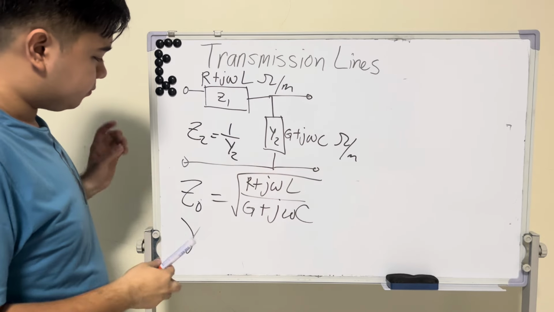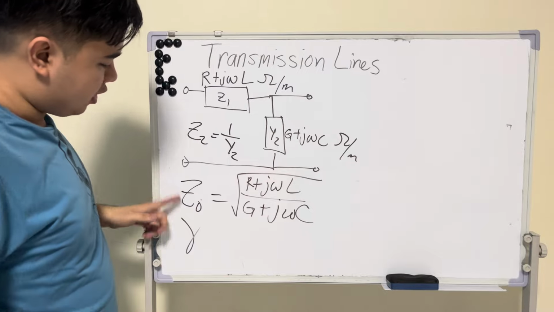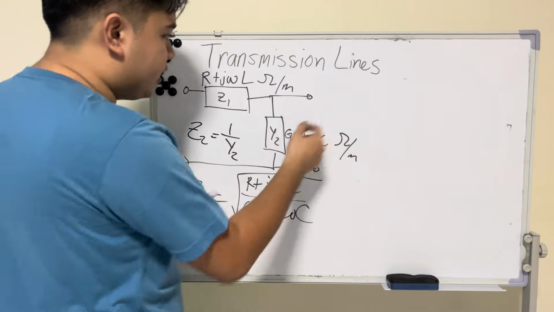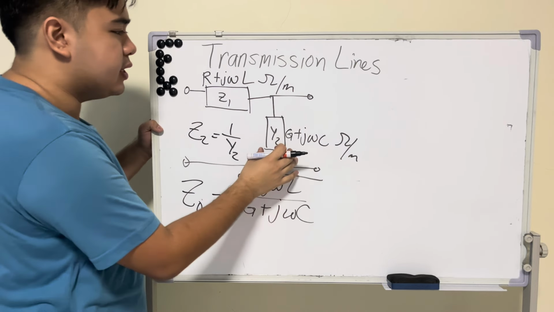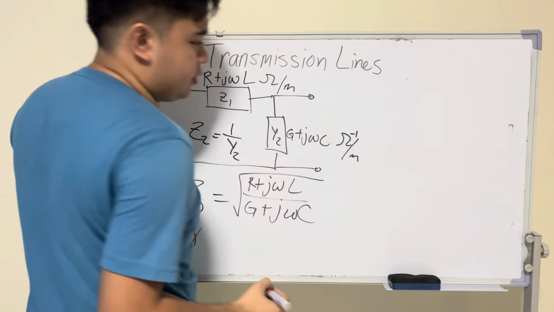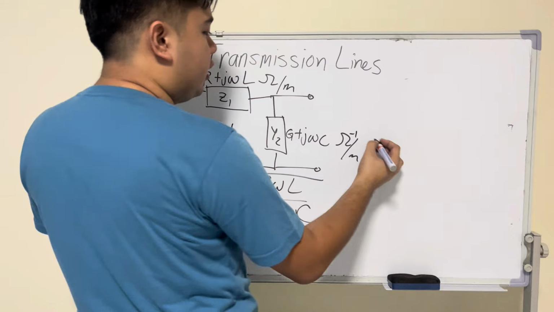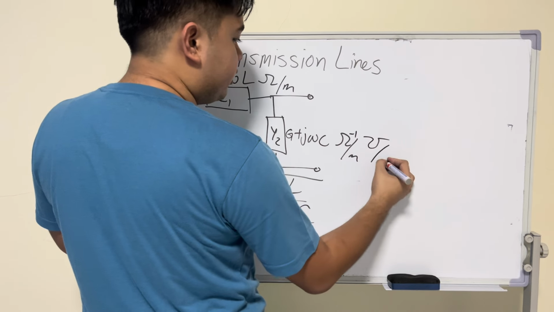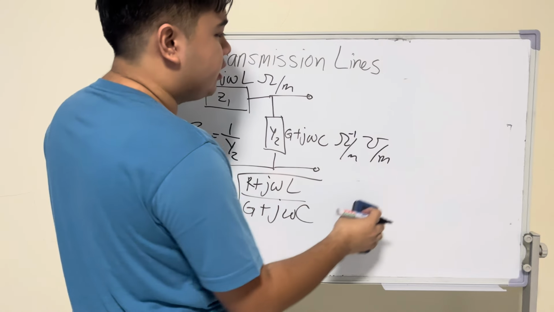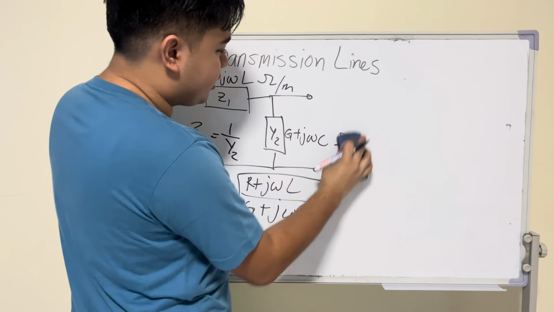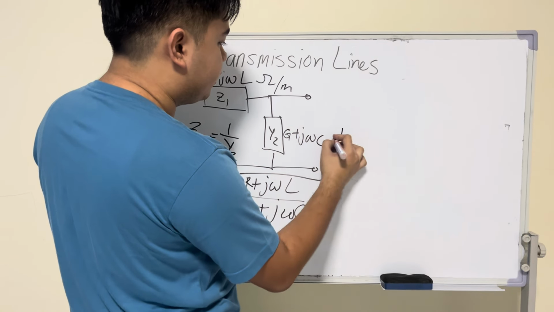But let's see. What is the unit of, I forgot. Since this is admittance, this is inverse ohms per meter. You might call it mhos per meter. Or you can just have 1 over ohm meter.